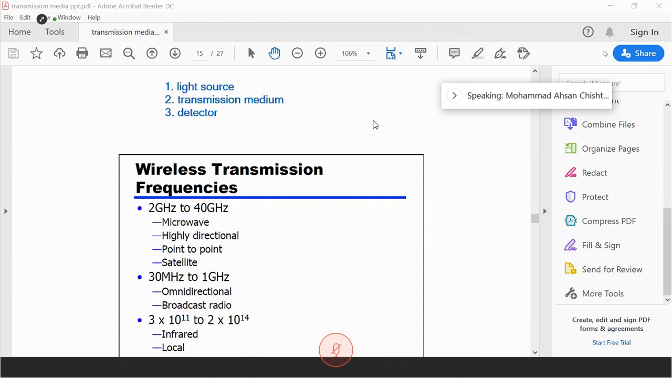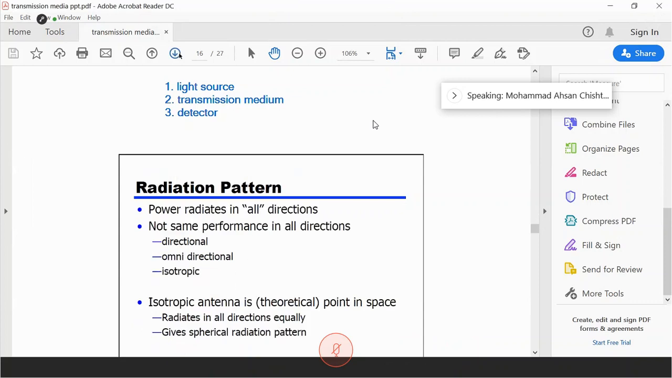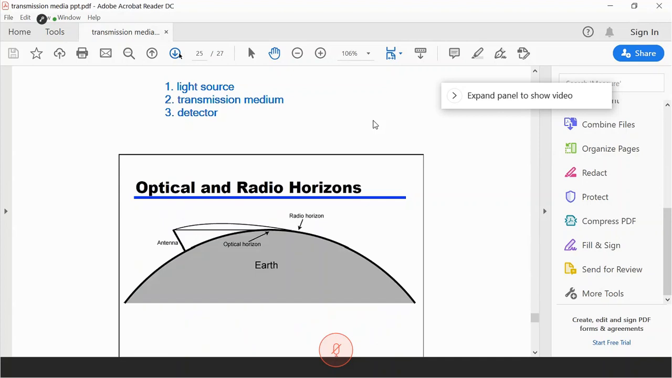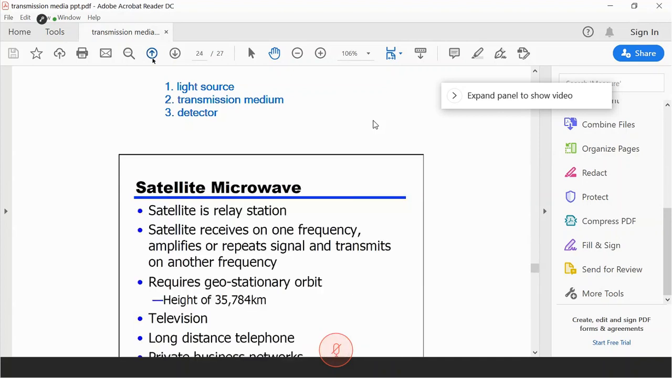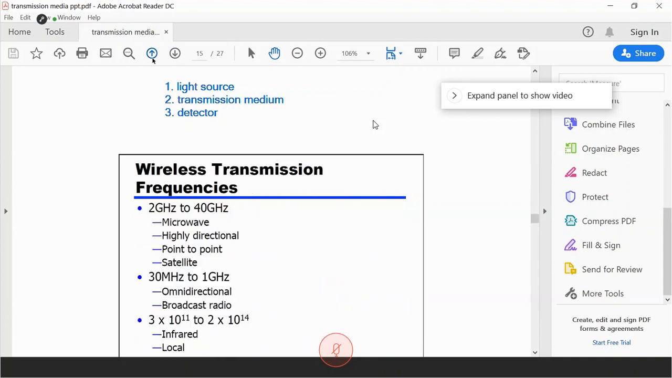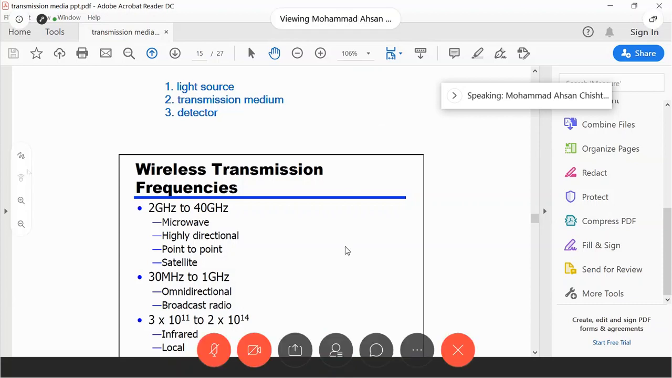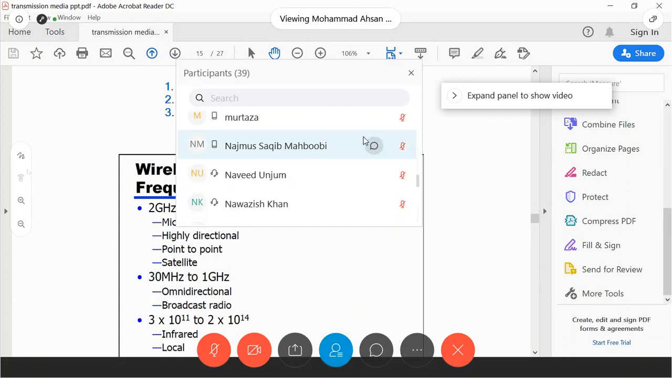So we go to the spectrum. If you see the spectrum here, you would get to know what frequencies are there, starting from radio, microwave, infrared, visible light, and UV, 10 to the power of 4 to 10 to the power of 16. Among the main bands that we use for transmission, 2 gigahertz to 40 gigahertz is microwave, highly directional, point-to-point and satellite communication. 30 megahertz to 1 gigahertz is omnidirectional and broadcast radio. So basically, we use these frequencies for transmission of data.